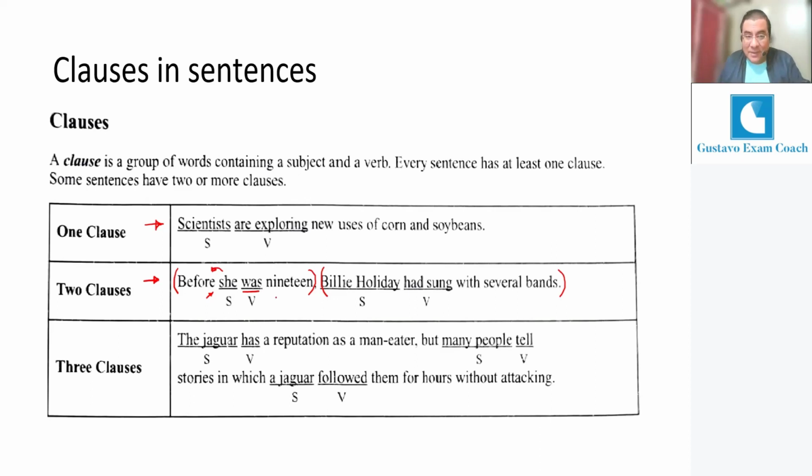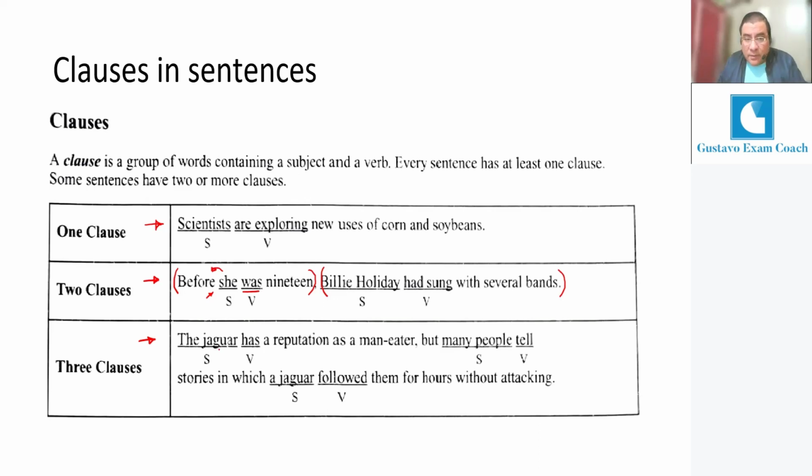Sentences in written English can be very lengthy. Let's read together. The jaguar has a reputation as a man-eater, but many people tell stories in which a jaguar followed them for hours without attacking. Take a look. This is very interesting. We can identify in total 3 different subjects within this sentence, as well as 3 conjugated verbs corresponding to each of the 3 subjects.